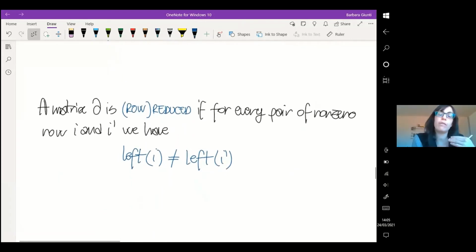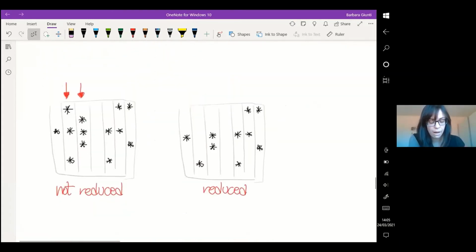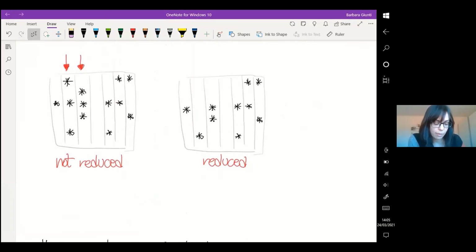Okay, and we can give the definition of what it means to be a row reducer by saying that in a matrix, or in a boundary matrix specifically, every two non-zero rows I and I prime need to have different pivots, which means that their leftmost elements have to be in two different columns. Okay, so let's take a look at an example.